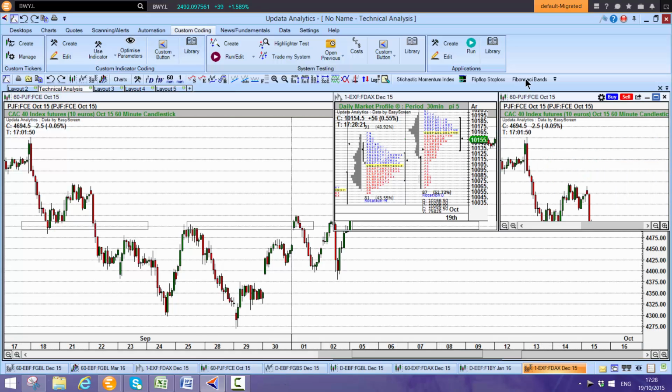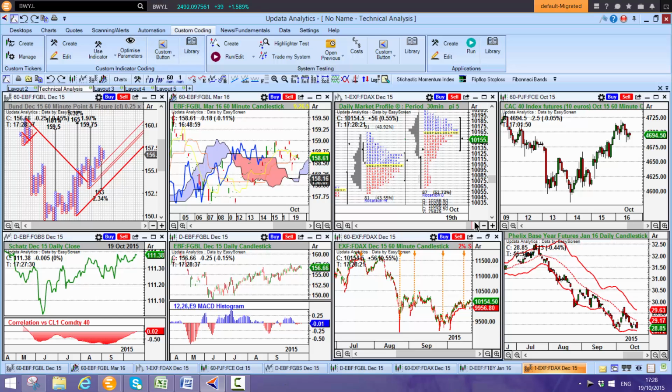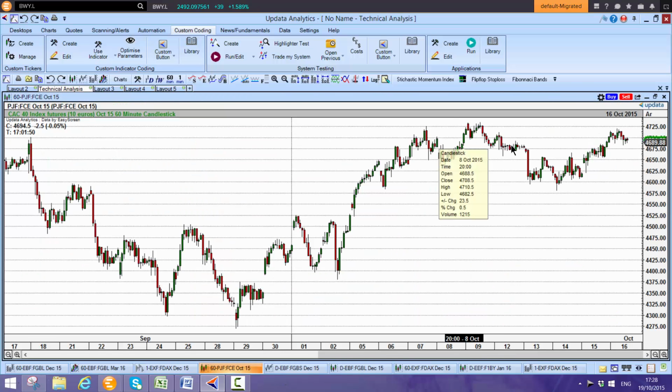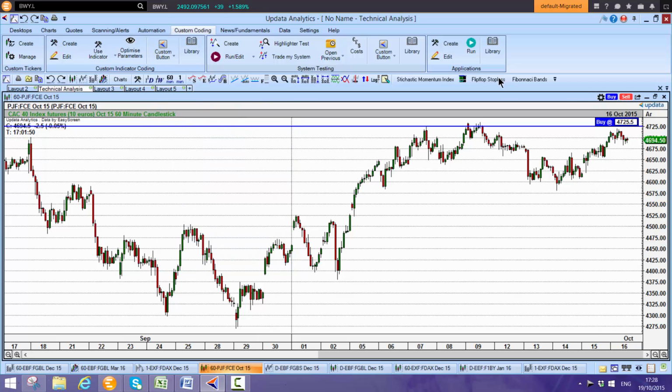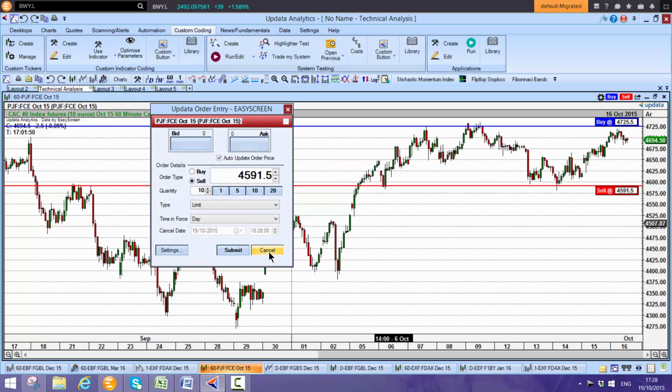If I take one of my charts here, and why don't I just take this one? So if I wanted to buy when I break above this level, I can just set that. It'll go through to trading, and I just submit that order. Equally, if I want to set a sell level, let's say I want to sell below this level, that can be put on the chart as well.